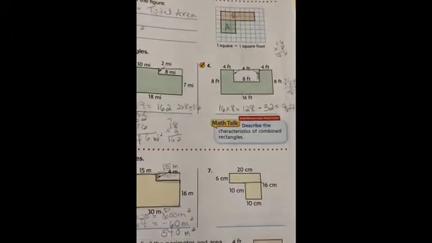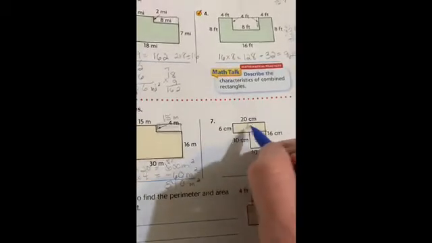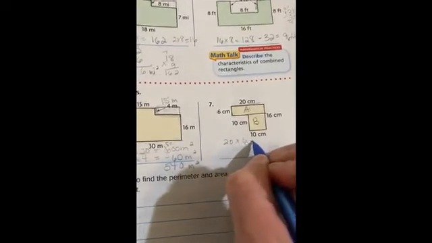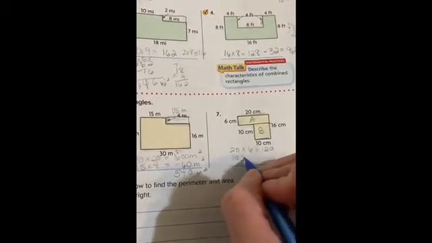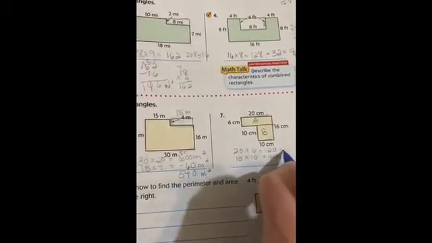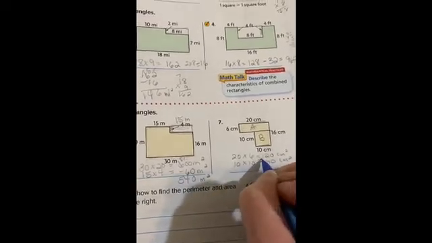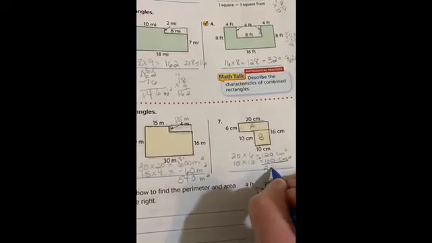Number 7, let's go back to addition. I'm just going to cut right there. All right, so A and B. So area of A, base 20, height 6. Area of B, base 10, height 10. Add my two pieces together. I get 220 square centimeters. Now, whether you did it my way or not, just check for the answer. And if you didn't get that, see what maybe went wrong.